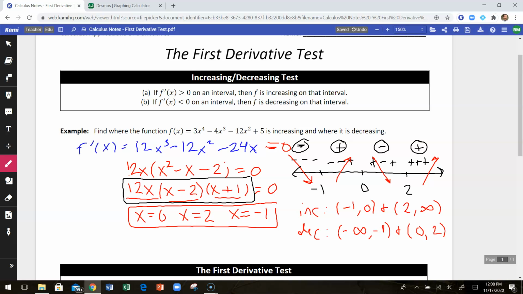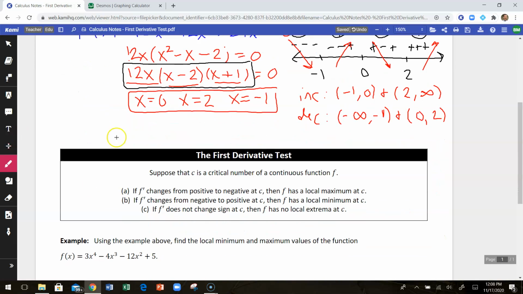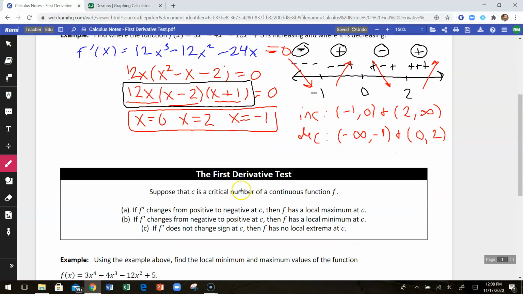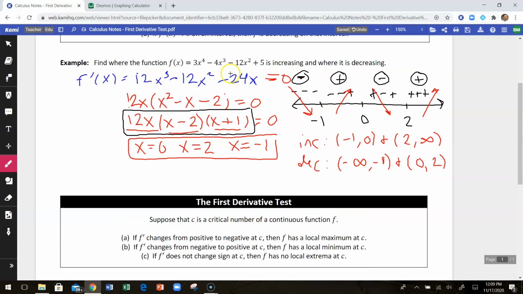Now keep this in mind because I'm going to copy this down here below when we start to look at the first derivative test. So that's the increasing and decreasing test, but then you use that to do the first derivative test, and that says that if c is a critical number of a continuous function. So how do we find critical numbers? We set the derivative equal to 0, or we find where the derivative is undefined. Now, if we're dealing with polynomials, I don't have to worry about that second part. I'm just going to find where the derivative is 0, and those are going to be critical numbers. So I actually have those critical numbers here. Those are the 0, the 2, and the -1. Those are my critical numbers.